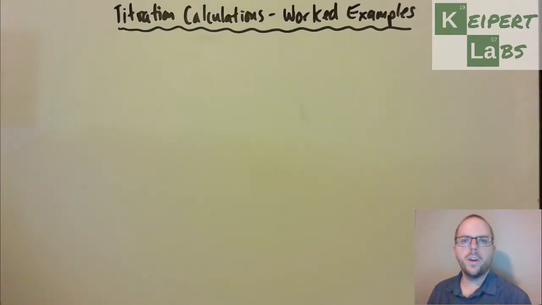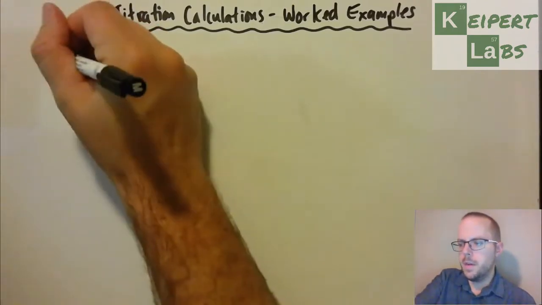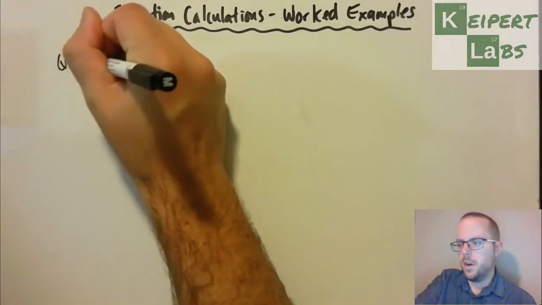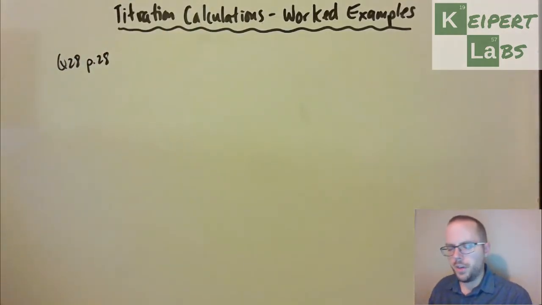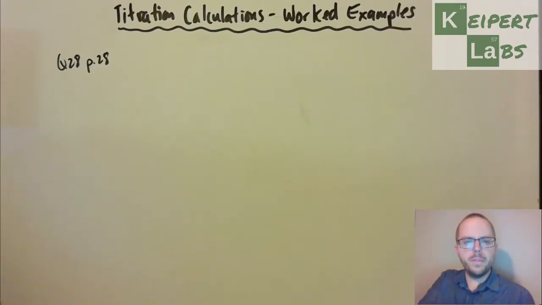In this video we're going to go through some worked examples of some titration calculations that come up in the booklet that you have. Okay, so the first question that we're going to go through is question 28 on page 28 of the booklet. We're told that you've got a solution of sodium carbonate that's made up by referring to 1.314 grams of sodium carbonate made up to 250 mils.